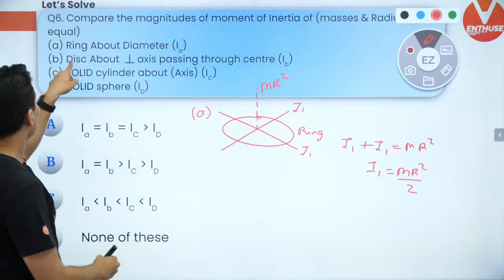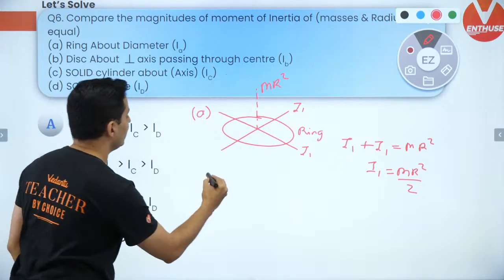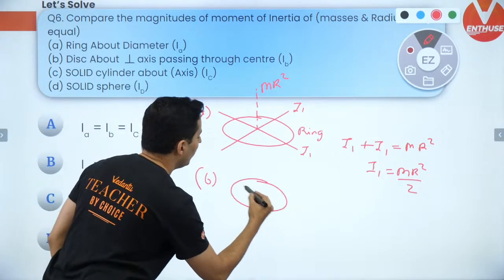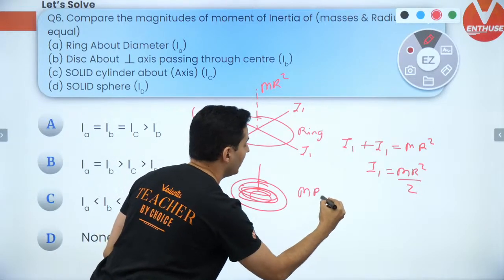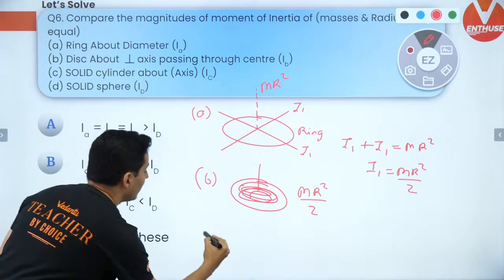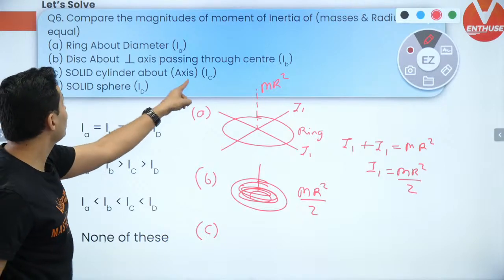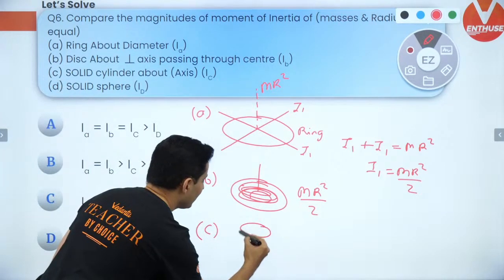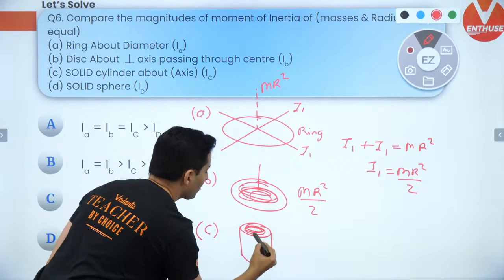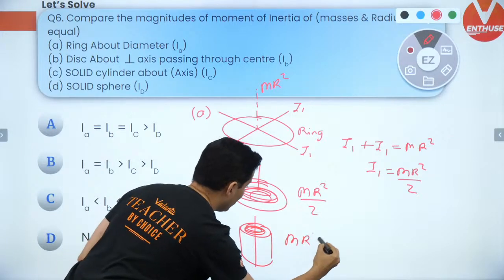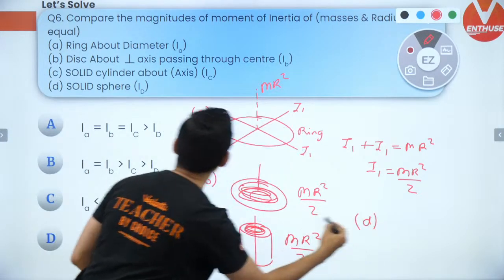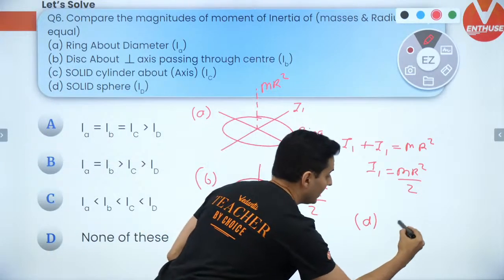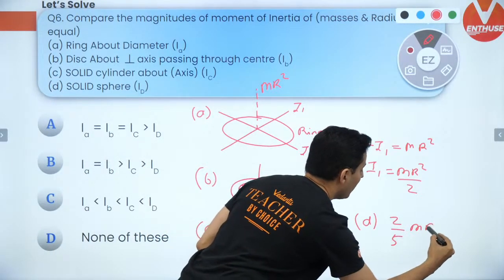Then the disk about an axis passing through the center. This is so easy. Normal formula. This is a disk about this axis. What is it? mr square by 2. And then for option C, a solid cylinder about its axis. Won't it also be mr square by 2? And for option D, a solid sphere is just 2 by 5 mr square.